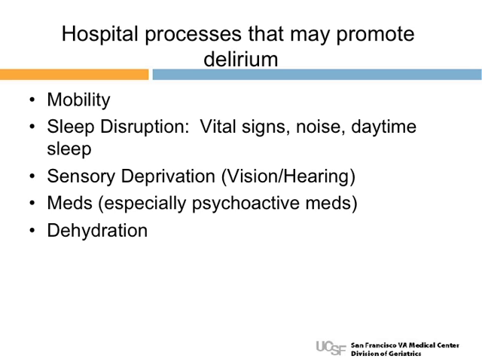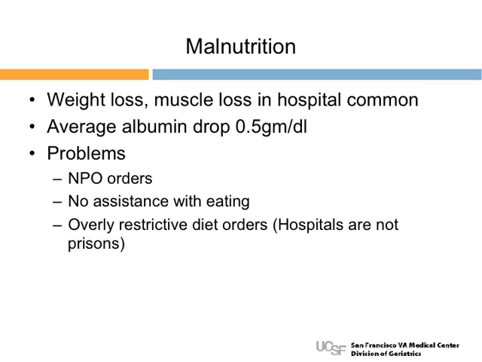So finally, malnutrition seems to be a big actor for hospital-acquired disability. Most patients in the hospital lose weight, and muscle loss during the hospitalization is very common. If you look at a hospitalized patient between the time of admission and discharge, albumin, a measure of body protein stores, drops on average about half a gram per deciliter during the hospitalization.